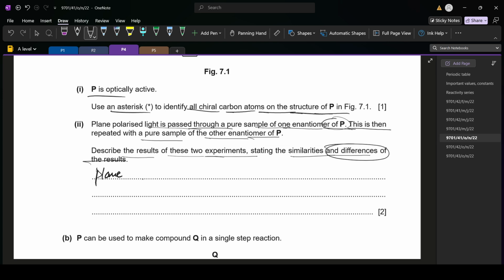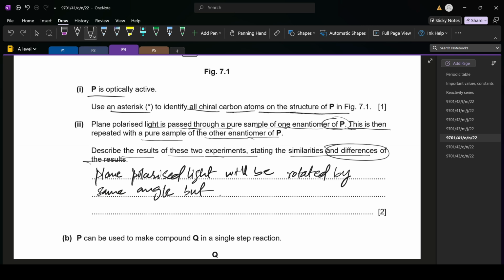Plane polarized light will be rotated by the same angle, but in opposite directions. So that's your answer.